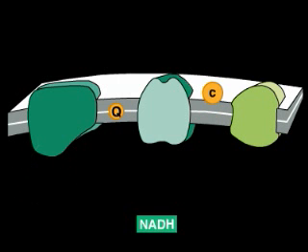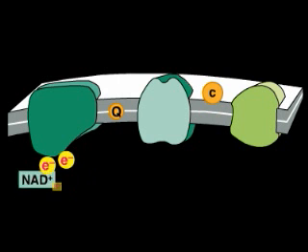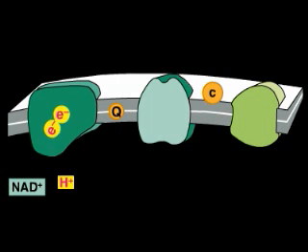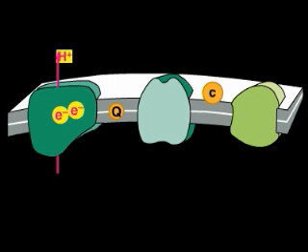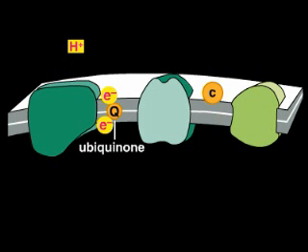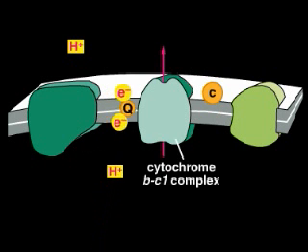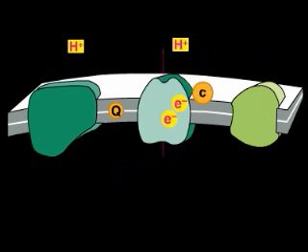This complex has a higher affinity for electrons than NADH and easily strips away the high-energy electrons. As the electrons are transferred from one protein to another in the complex, energy is released and used to pump protons across the membrane. Electrons are then transferred to ubiquinone, a different carrier that shuttles them to the next way station called the cytochrome BC1 complex, which again pumps protons as they flow through it.